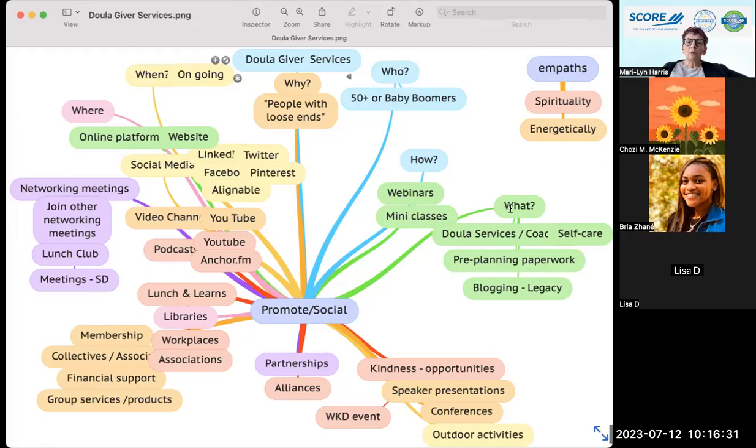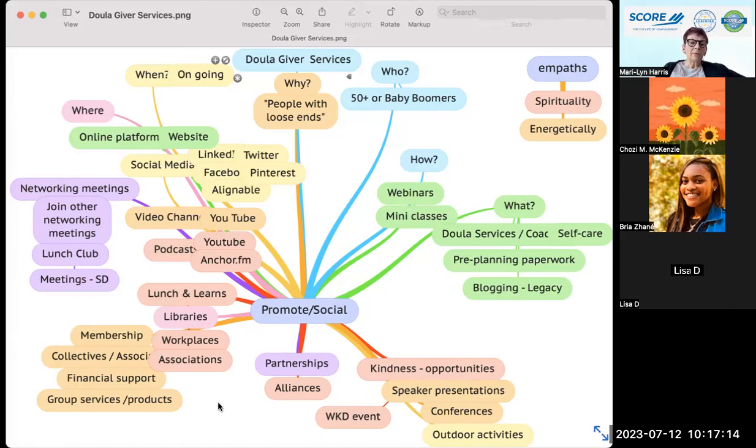And then you have, what are you offering to be in service? So doula services, coaching, self-care, pre-planning, paperwork, blogging, maybe introducing the idea of creating a legacy for themselves. And then there's other opportunities, or you can just list other opportunities that you want to explore, but they're not urgent. So maybe for you, looking at other groups that you'd like to check out, something you're interested in doing, but you haven't done it yet.